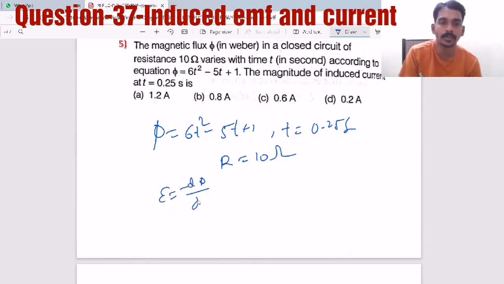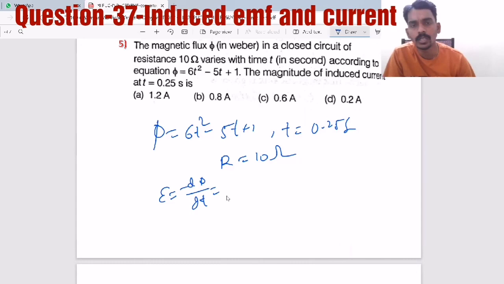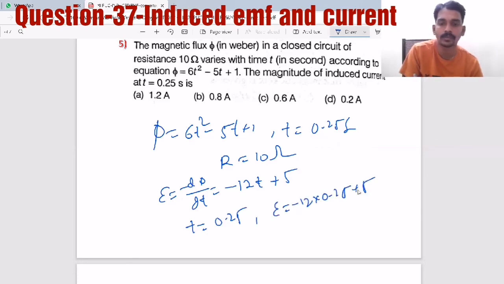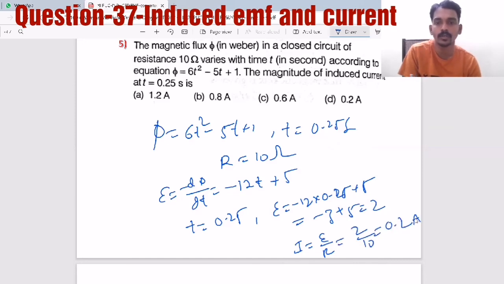Epsilon equal to first minus d phi by dt. So the only thing is you should know differentiation formula. Then it will become minus 12t plus 5 if you differentiate this equation. Then at t equal to 0.25 seconds, the EMF equal to minus 12 into 0.25 plus 5. That means this is minus 3 plus 5, that is 2. Then current equal to epsilon by resistance, that is 2 by 10, 0.2 ampere.